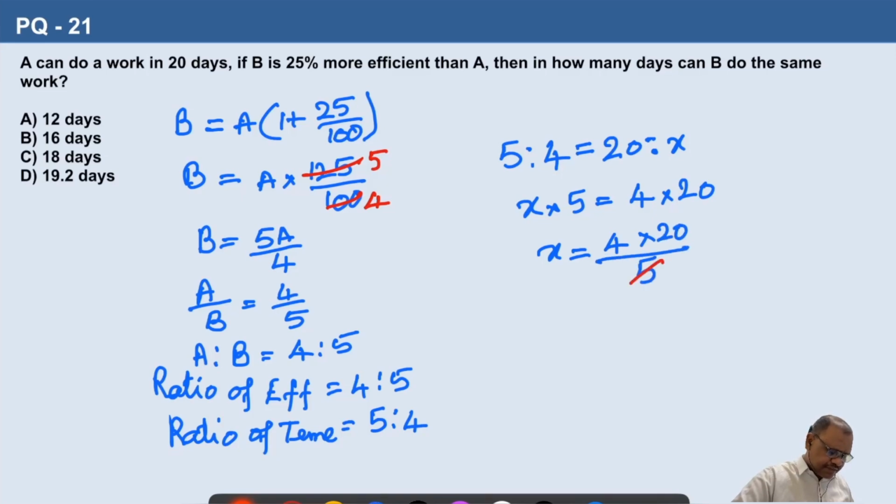That is 5 ones, 5 fours. So what is remaining? 4 into 4 is 16. So time taken by B is 16 days. B will take 16 days to complete the work. Option B is the right answer.